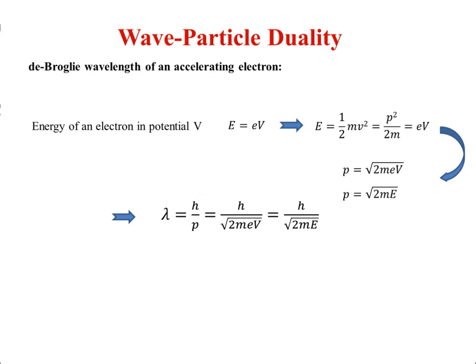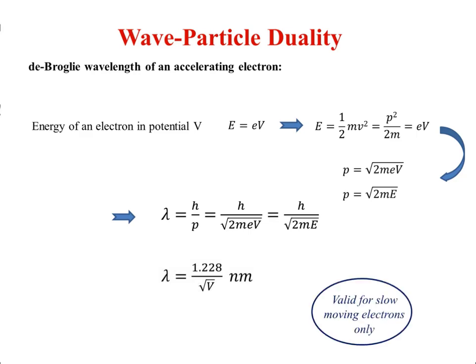If we put in the values of the mass of the electron, the charge of the electron and Planck's constant, then it comes out to be lambda equal to 1.228 over the square root of V nanometer. So this is the formula for the de Broglie wavelength of an accelerating electron in a potential V. But it is valid only for a slow moving electron.